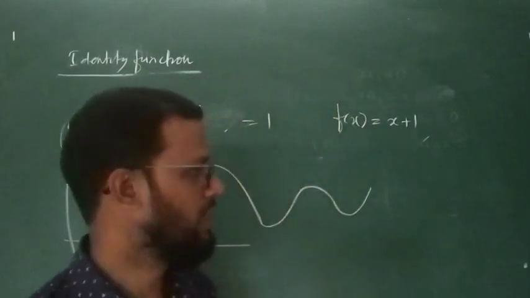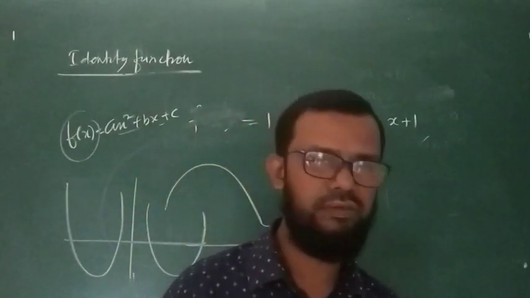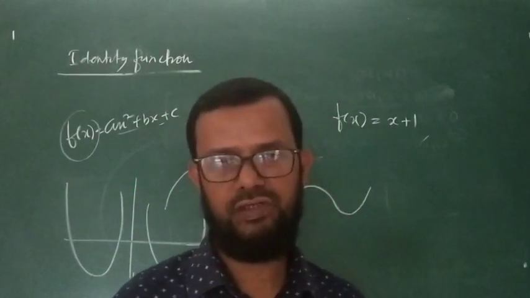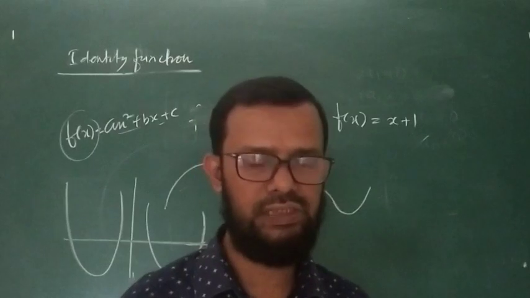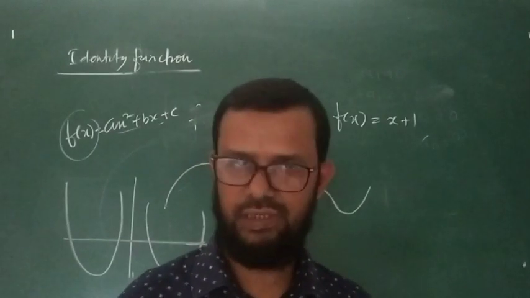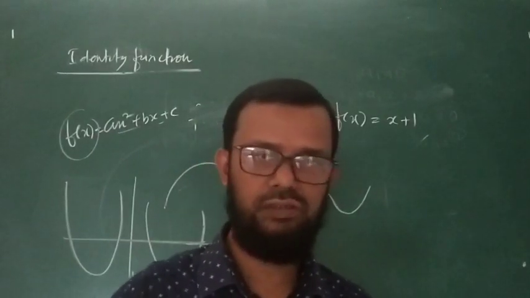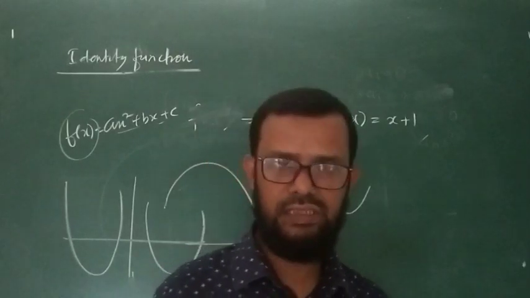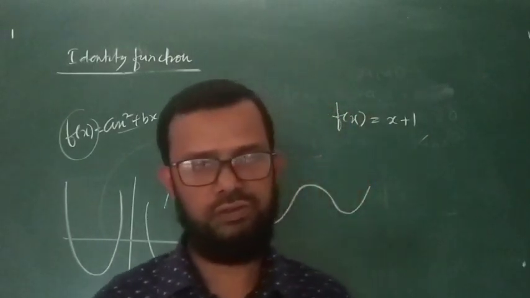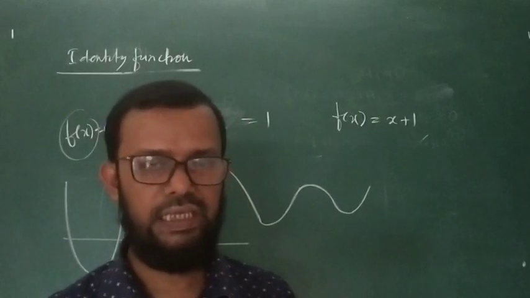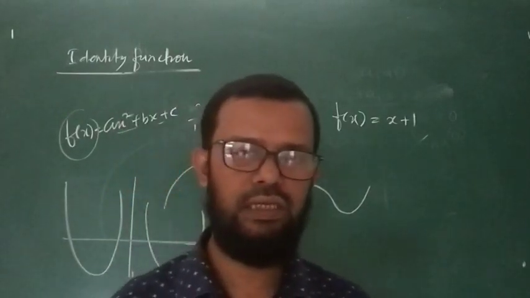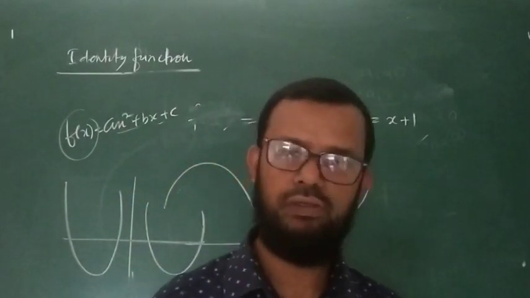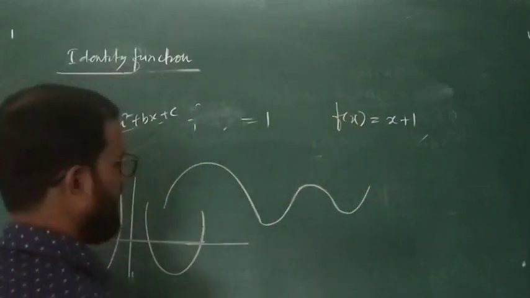So I tried to discuss a few graphs of functions where the function is continuous and where the function is discontinuous. Then I discussed the constant function, which is always continuous. Then we discussed the identity function, which is also continuous. And then I discussed the polynomial function, which is also continuous.